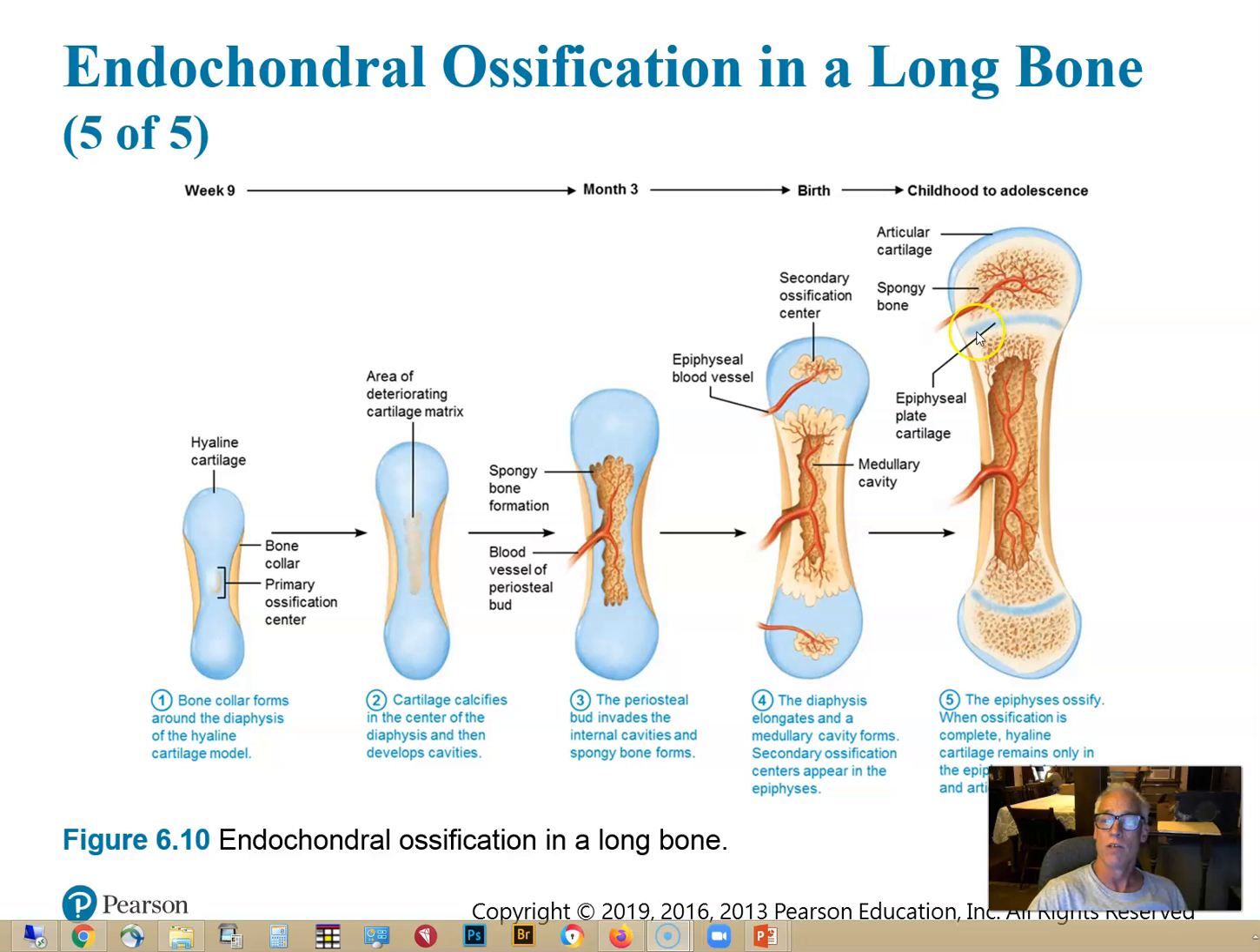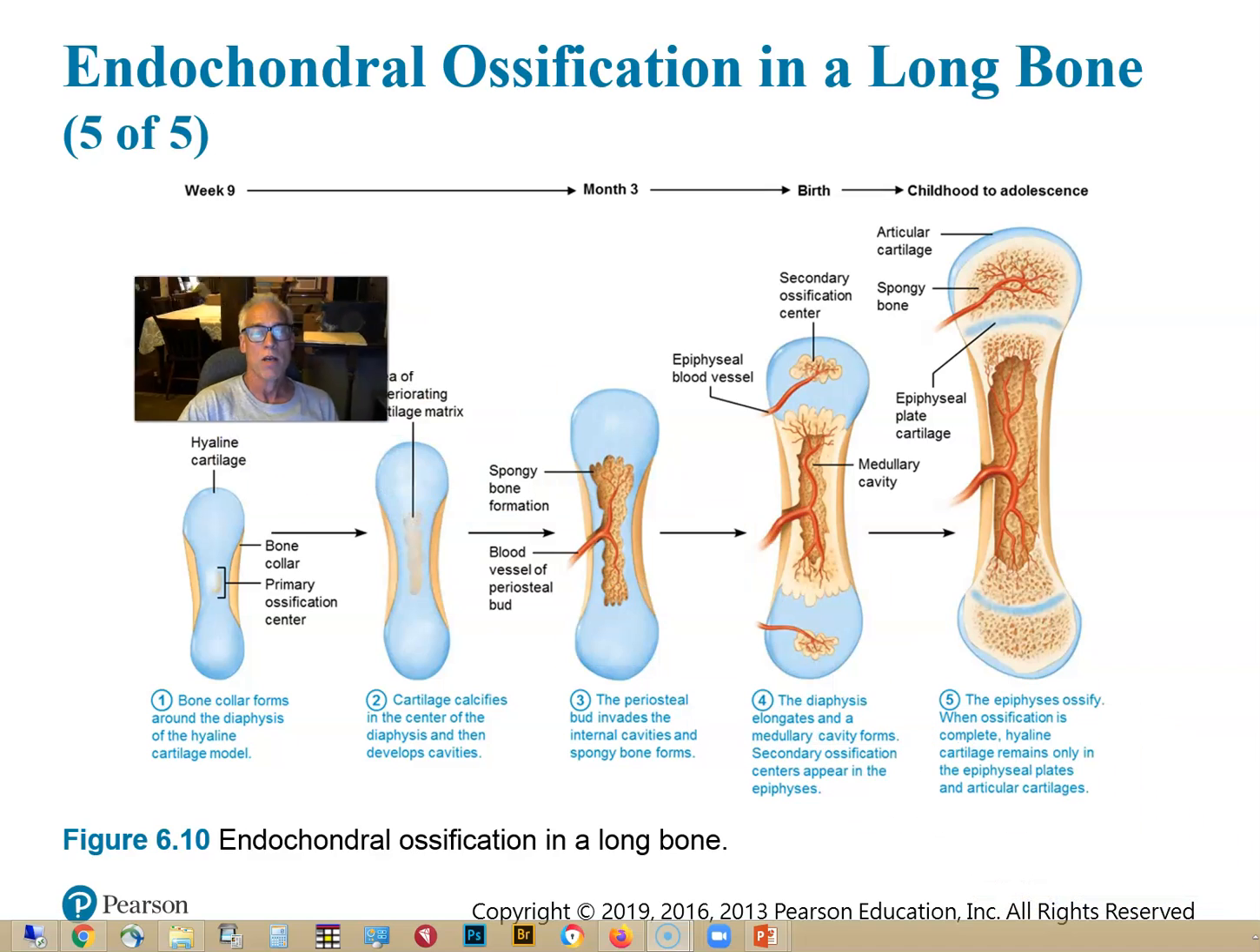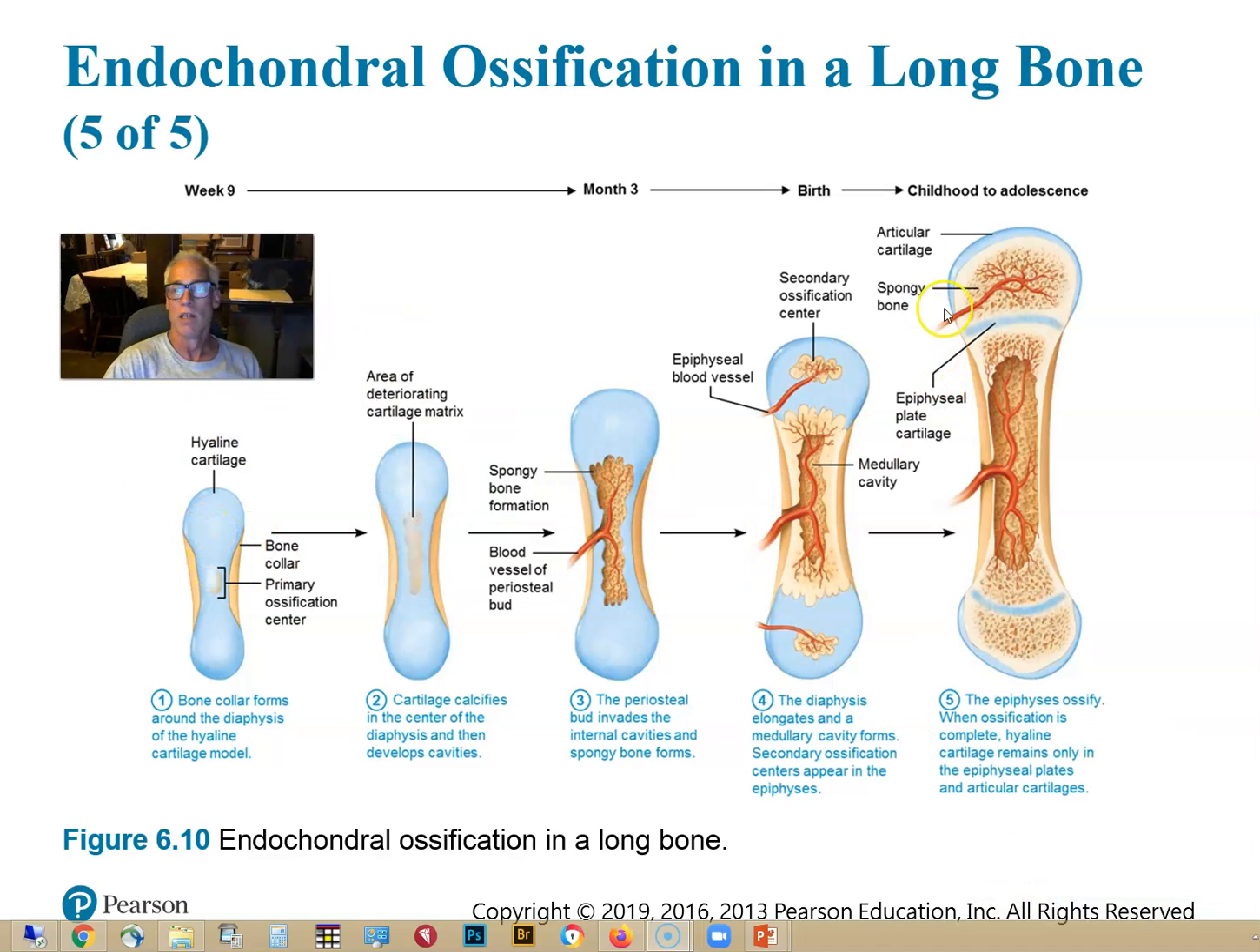Those are called the epiphyseal growth plates, and it turns out that dynamic activity in that cartilage growth plate is what allows the bone to grow longer during the course of childhood development, and especially during adolescent development. So that's the process of endochondral ossification, starting with a hyaline cartilage model and winding up with a full-fledged, fully ossified bone with a medullary cavity.